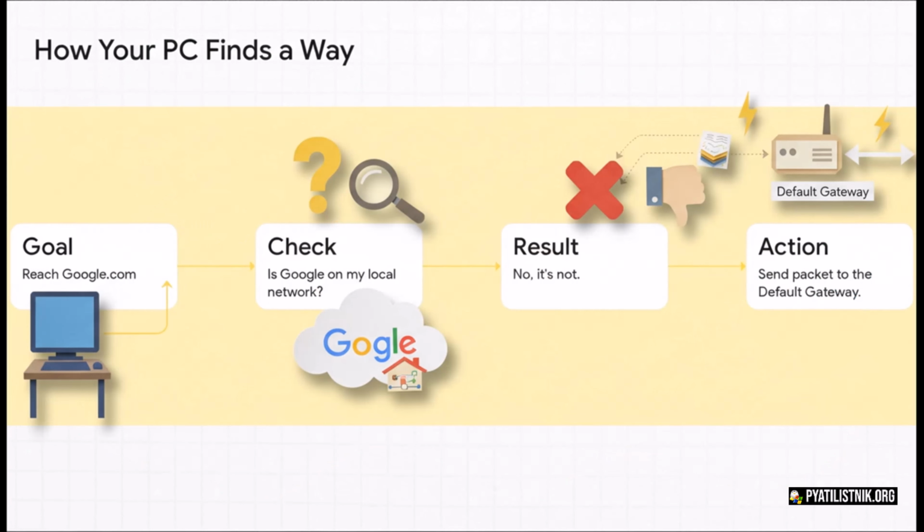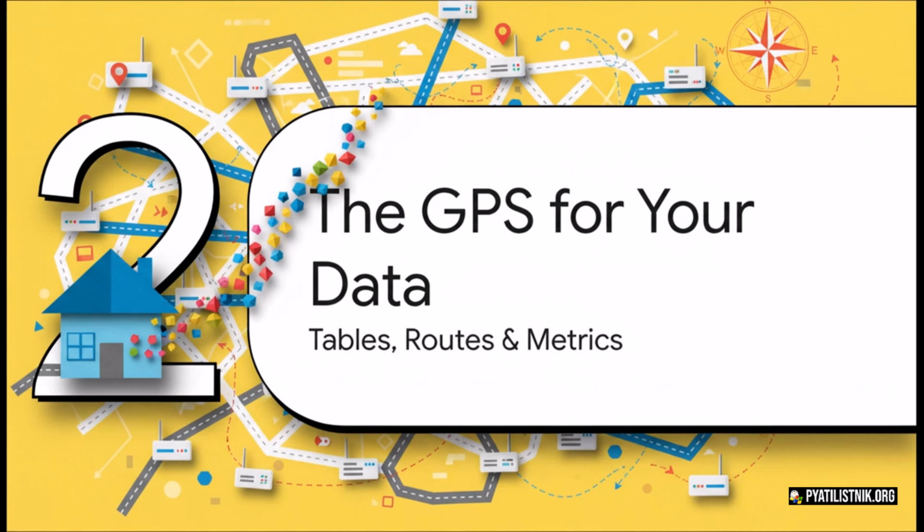And the logic your computer uses? It's incredibly simple. Let's say your PC wants to get to google.com. First, it asks itself, hey, is Google's server here in my house? The answer obviously is no. So what's its next move? It doesn't even try to guess the path. It just bundles up the data and hands it off to the default gateway, basically saying, here, you figure it out.